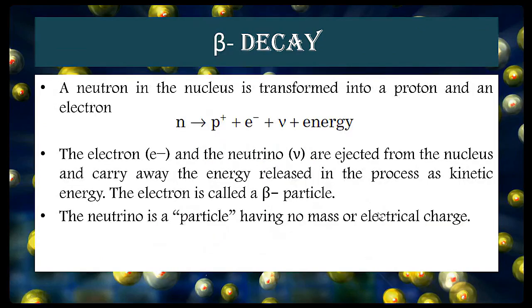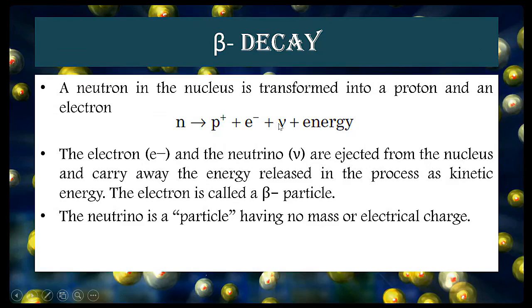Next is beta minus decay. In this, the neutron which is present in the nucleus will be converted into a proton and an electron. Along with that, a neutrino also will be ejected from the nucleus.